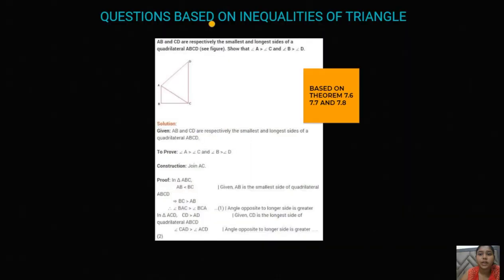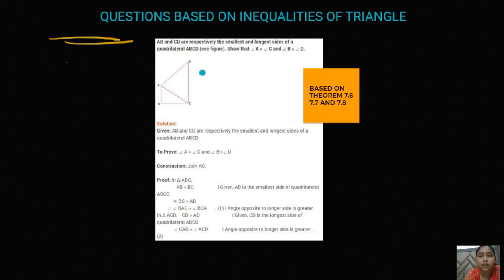Let's move on to our next question, which is based on inequalities, that is theorem 7.6, theorem 7.7 and theorem 7.8. These suggest that the side opposite the larger angle is always larger than the side opposite the smaller angle. And the angle opposite the larger side is always greater than the angle opposite the shorter side. And theorem 7.8, as usual, suggests that in a triangle, the sum of any two sides is always greater than the third side.